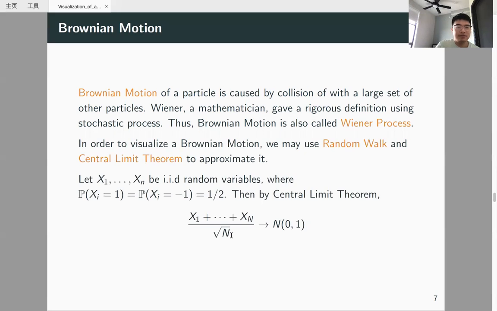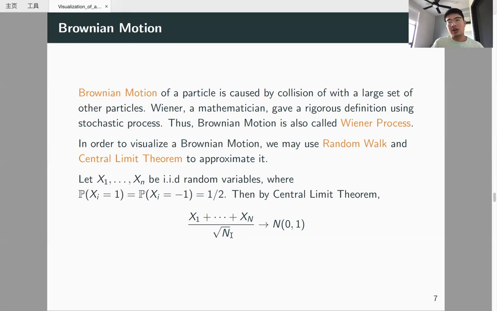So here's what we did. First, consider n random variables X_i where the probability of X_i equals 1 is equal to the probability of X_i equals -1, which is 1/2. Actually, each X_i is a step. Like we can go left or right with the same probability. Then by the central limit theorem, if you sum those and divide by the square root of n, it will converge to a normal distribution as n goes to infinity.